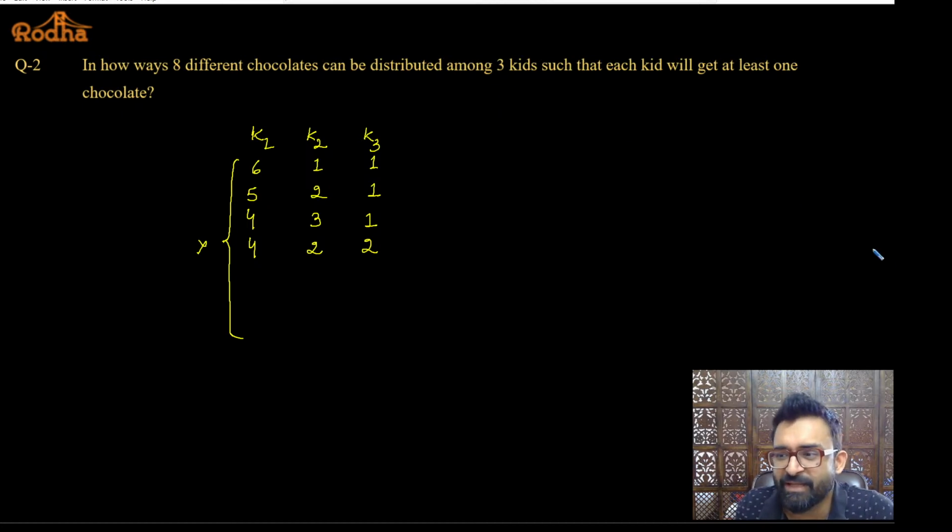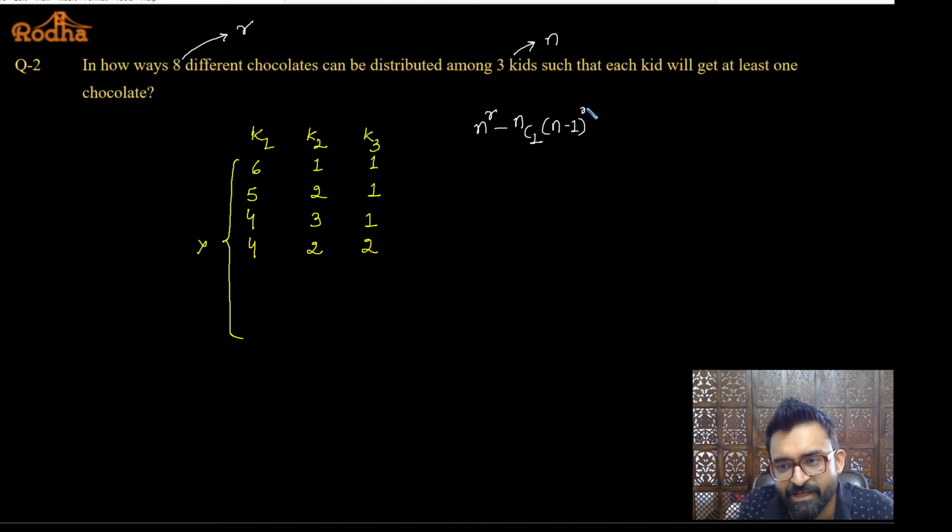Total number of kids are how many? 3. There is a formula for it, when different items are distributed among 3 different kids or any number of different kids. Let's say there are n kids and r different items. So what is the formula for this? n raised to power r minus nC1 (n minus 1) raised to the power r plus nC2 (n minus 2) raised to power r minus nC3 and so on. This looks complex but it is a very simple formula.